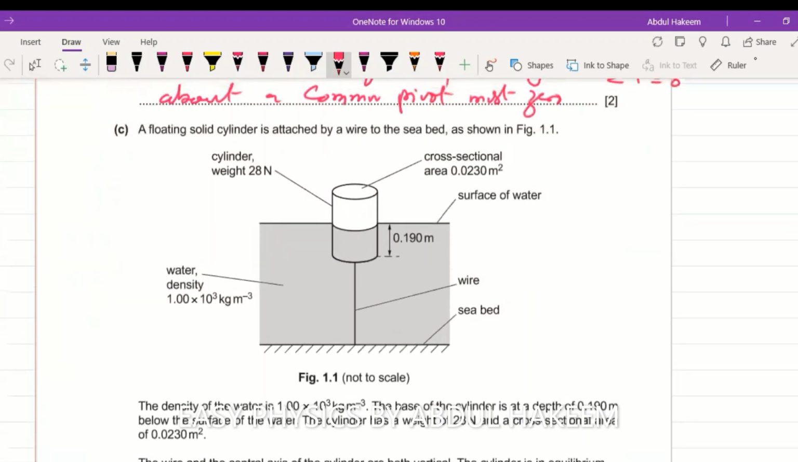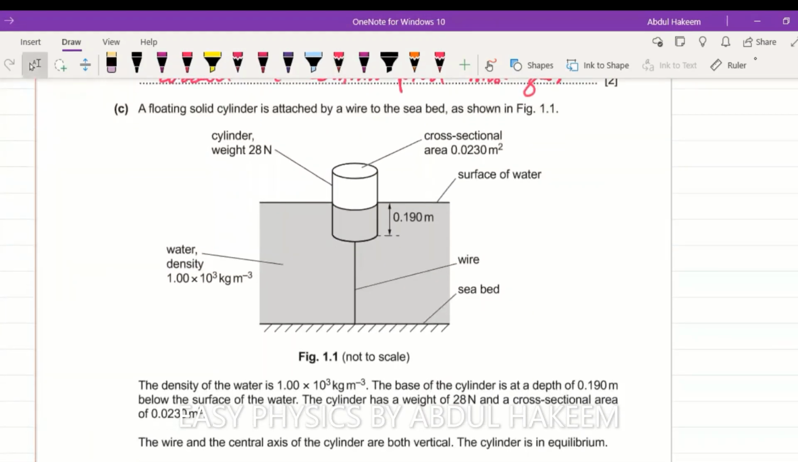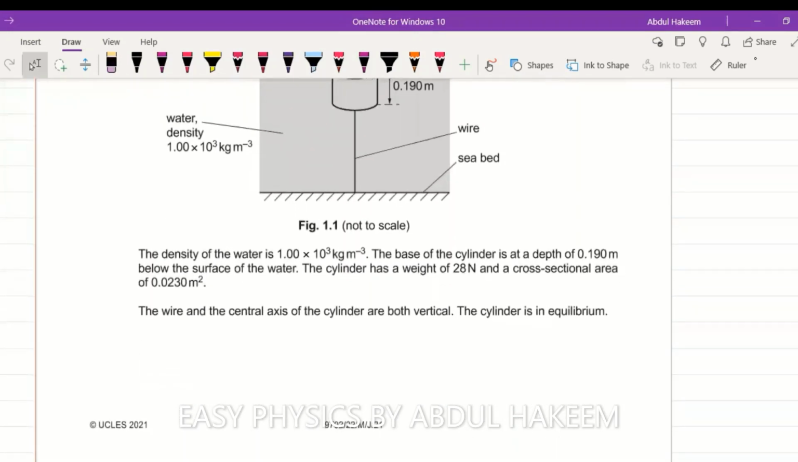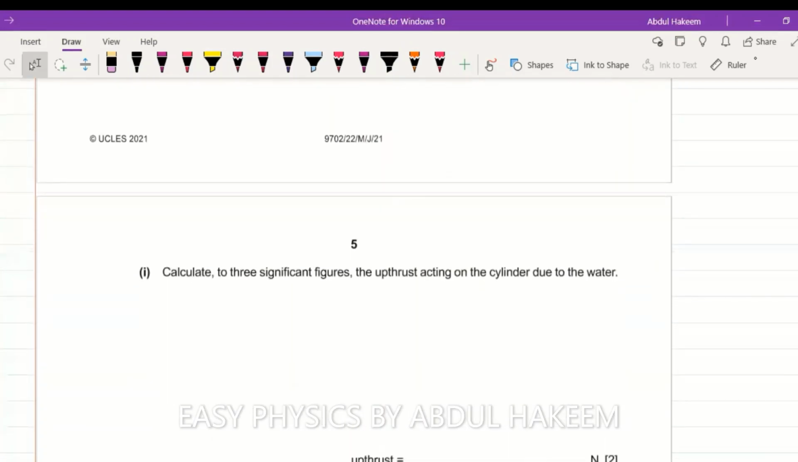Now the next question is: a floating solid cylinder is attached by a wire to a seabed. The density of the water is 1 times 10 power 3, meaning 1000 kg per meter cube. The base of the cylinder is at a depth of 0.190 meter below the surface of the water. The cylinder has a weight of 28 Newton and the cross-sectional area is 0.0230. The wire and the central axis of the cylinder are both vertical. The cylinder is in equilibrium, meaning the resultant force is 0. Calculate, to 3 significant figures, the upthrust acting on the cylinder.